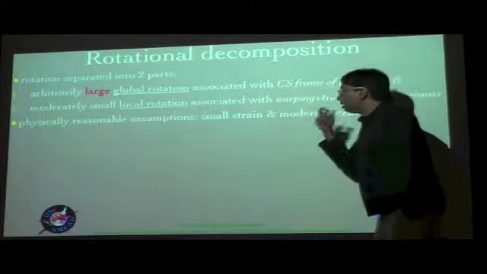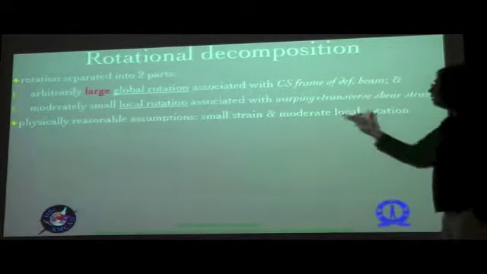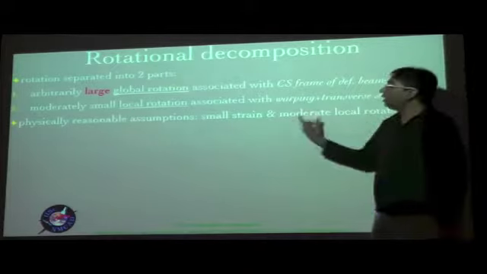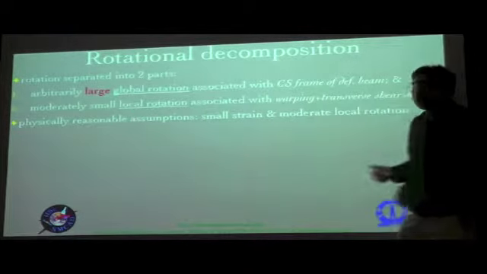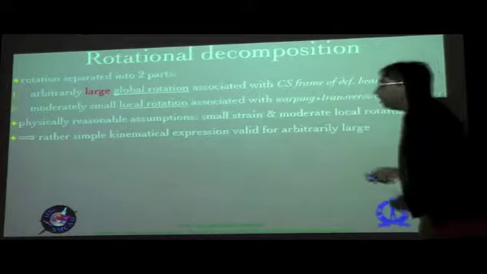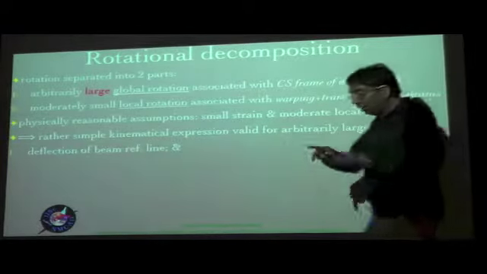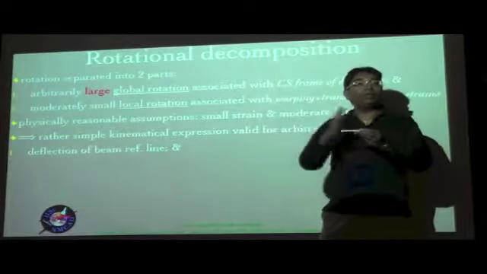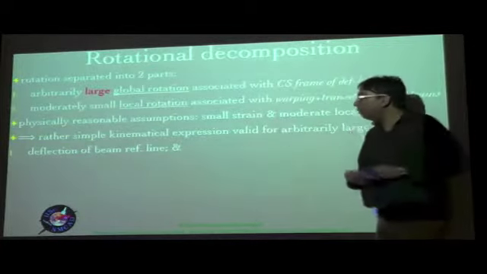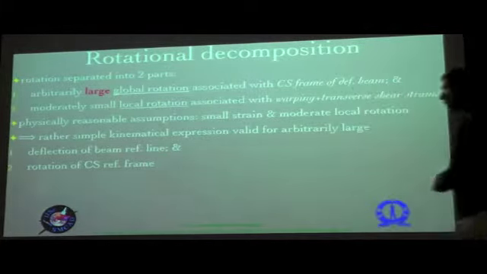Physically reasonable assumptions would be small strain, because of the materials that we use, and we would see that the moderate local rotation is not an additional assumption but a fallout of the small strain, which will become apparent when we see the expression for the overall 3D strain. So what this means is a rather simple kinematical expression which is valid for arbitrarily large deflection of the beam reference line. In other words, the translations of the cross section could be very large, and there could be large rotations of the cross-sectional reference frame as well.